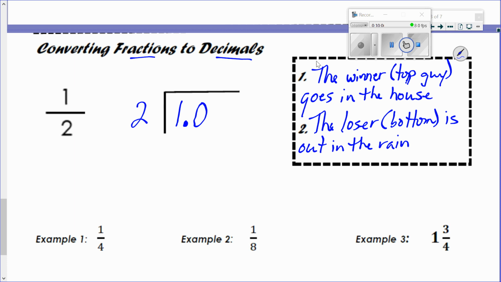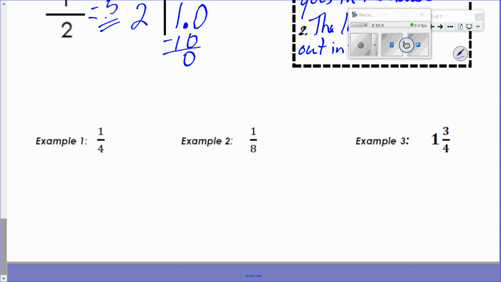Then you bring the 0 up, and then 2 can go into 10, 5. Hold on, let's let everybody else catch up. So my decimal goes straight up. 2 goes into 10 5 times. Got down to 0, so that means that 1/2 equals 0.5. Okay? So let's run through a couple more examples real quick.